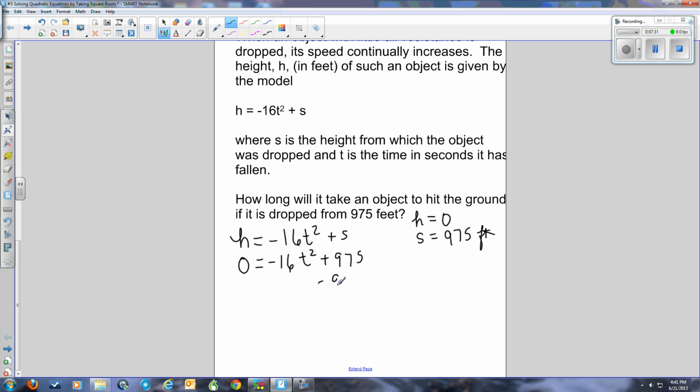So we're going to solve for t. We'll start by subtracting 975 from each side. So we have negative 975 equals negative 16t squared, because the 975s do cancel. I'm going to make this a little neater here.